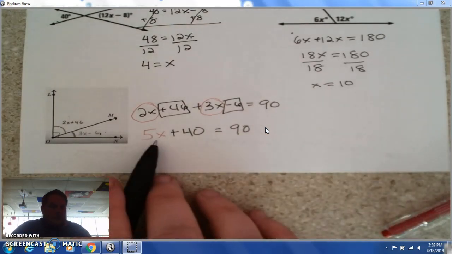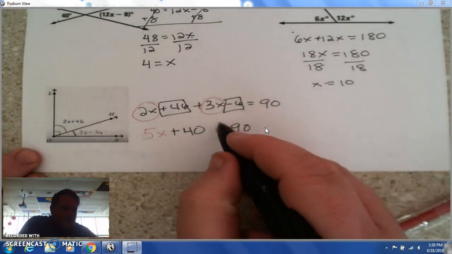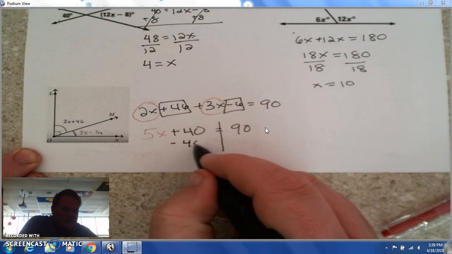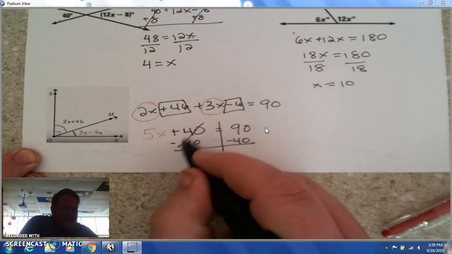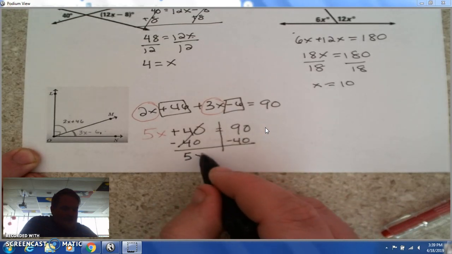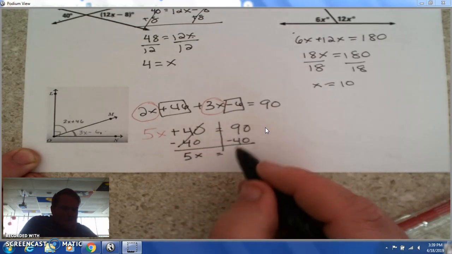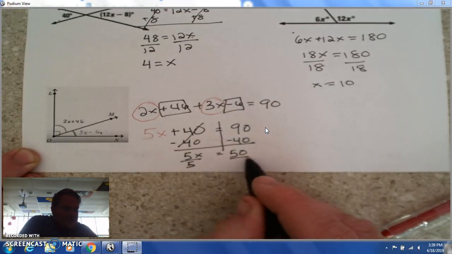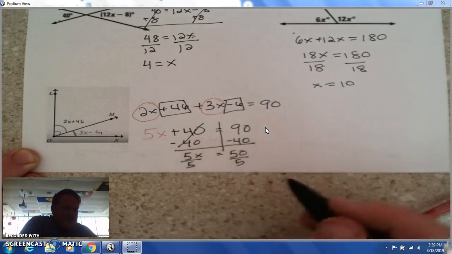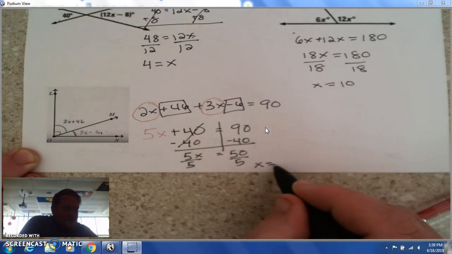Now I want to work furthest away from my variable. So I'm going to subtract 40. Since I have positive 40, I've got to subtract it. Cancels out. I have 5x equals 90 minus 40 is 50. I'm going to divide by 5 to get rid of that 5 that's attached to the x. And x is going to be equal to 10.